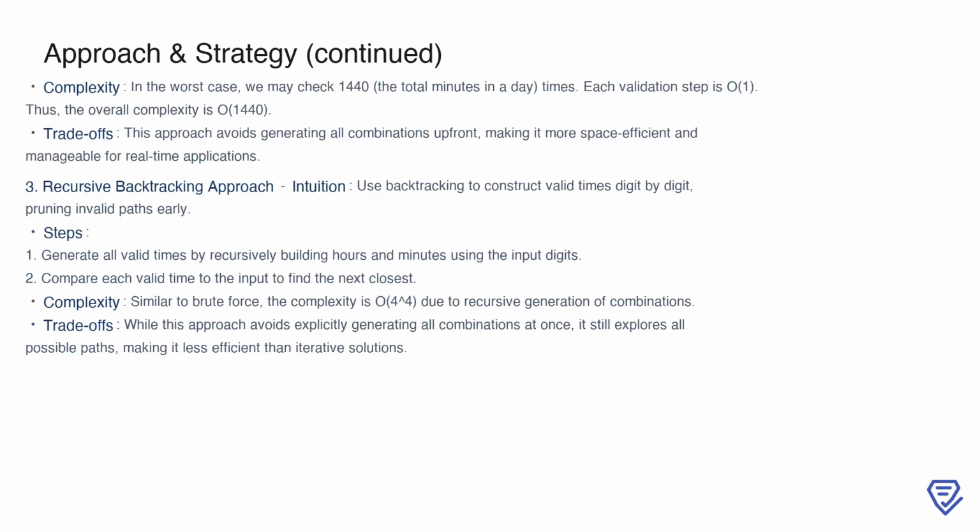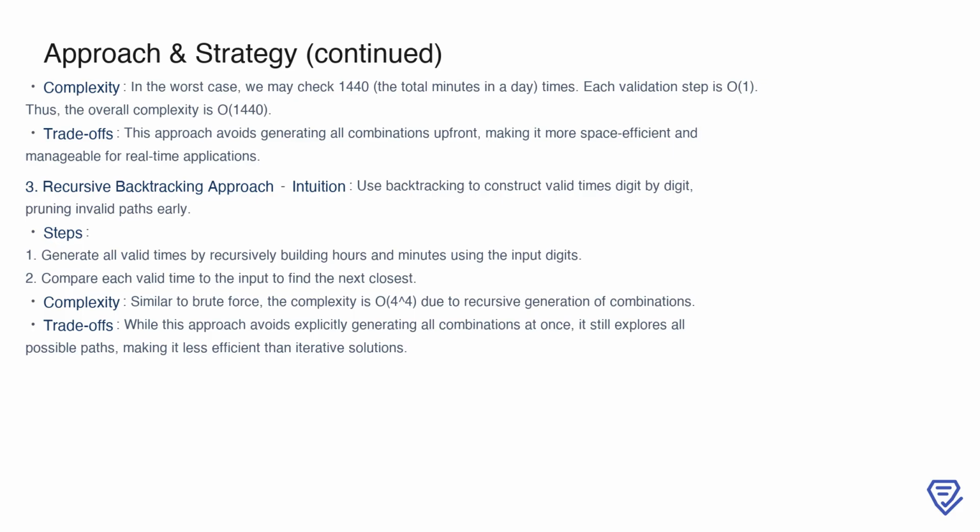The iterative approach is more efficient in handling this problem. In the worst-case scenario, we might need to check all 1440 minutes in a day. However, since validating each incremented time is computationally cheap at O(1), the overall complexity is 1440. This makes the approach manageable, even for real-time applications. It is also more space-efficient, as we don't need to store all possible combinations of times.